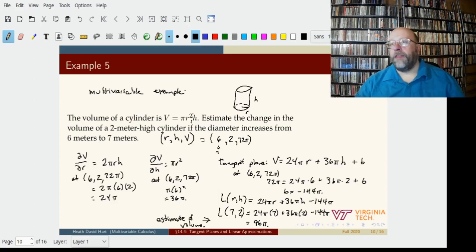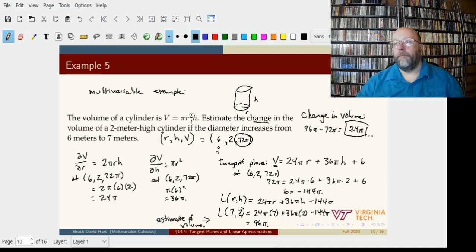Remember, we're just taking the v and replacing it with L of 7, 2. But this estimates v. The question is asking for the change in the volume. Well, if the volume was 72 pi and it's now 96 pi, then the change in the volume is just 96 pi minus 72 pi, which is 24 pi. So we've got that problem finished.